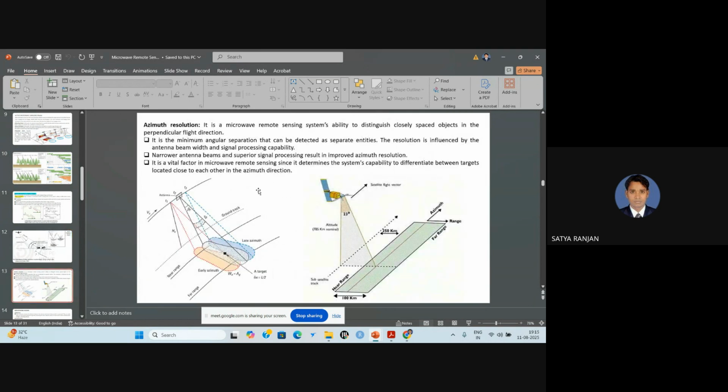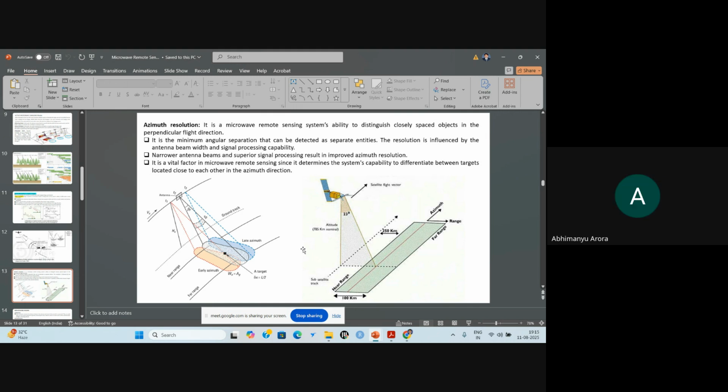Then azimuth resolution is a microwave sensing system's ability to distinguish closely spaced objects in the direction perpendicular to the flight direction. So it is the minimum angular separation that can be detected as separate entities. So there are different angles.